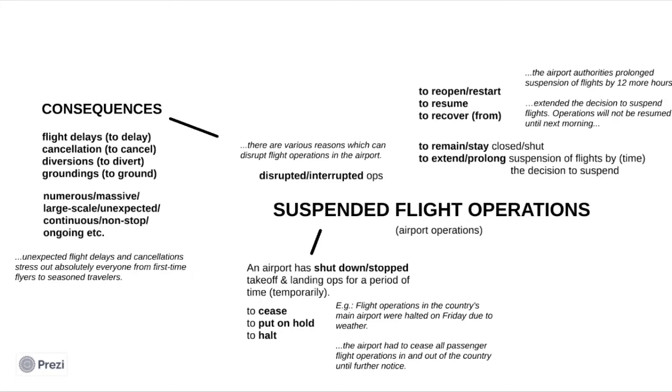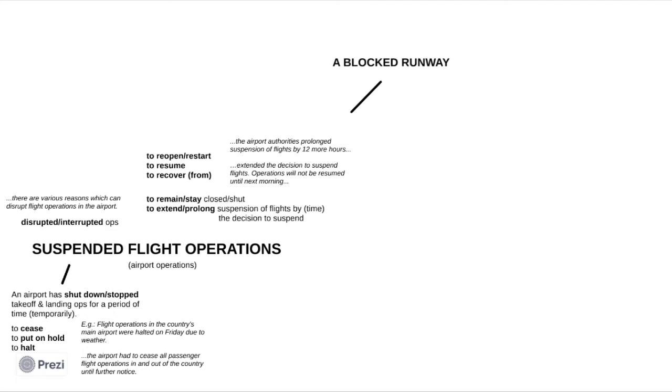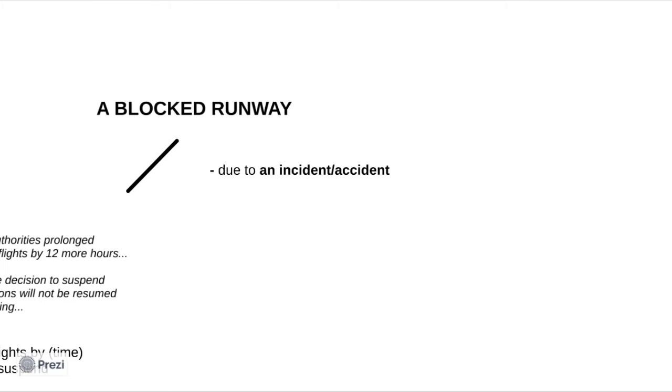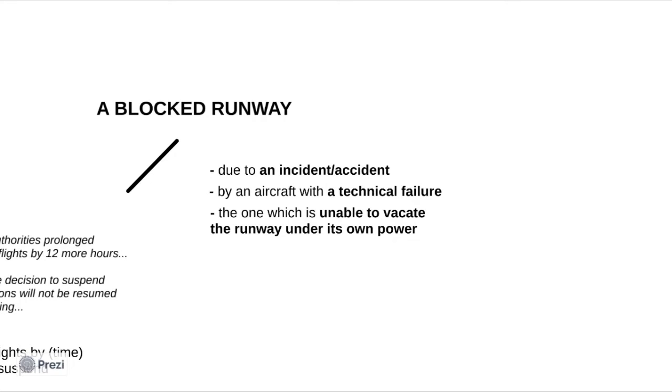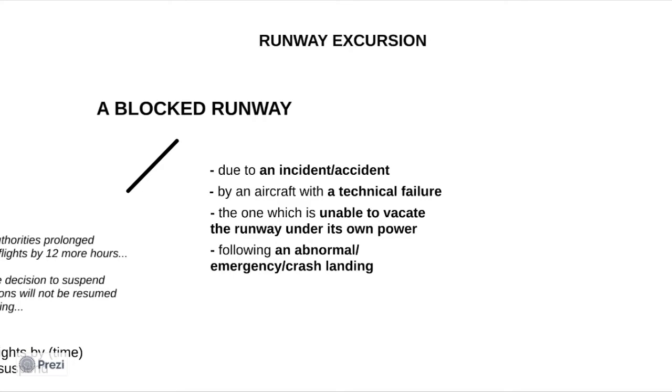Now, as we are through with describing the problem and the consequences, let's talk about the reasons for suspended airport operations. The first being a blocked runway. Now, it can be blocked due to an incident or an accident, or by an aircraft with a technical failure, and the one which is unable to vacate the runway under its own power, or following an abnormal, or an emergency, or a crash landing. I guess one of the most common incidents leading to a blocked runway is the runway excursion, so let's make sure you have the required vocabulary to describe it.